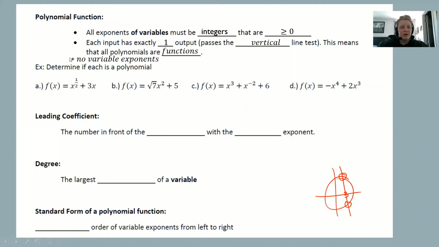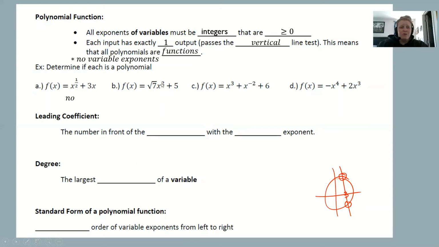I also like to put in a little bullet point that you can't have any variables as exponents. So you can't have like x to the y power. All your exponents have to be actual numbers. So if we look at letter A, right there is a violation of the first rule. We have x to the 1/2. 1/2 is not an integer, so that's not a polynomial.